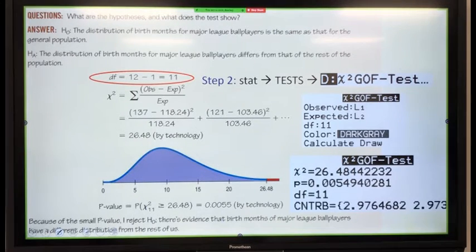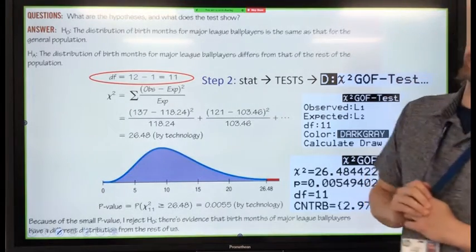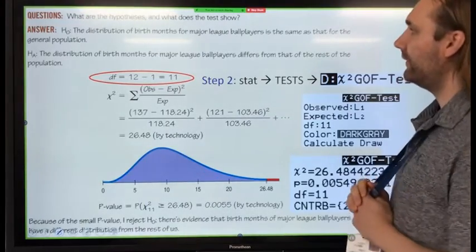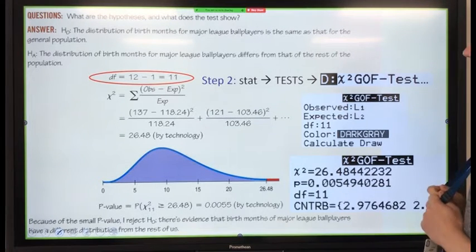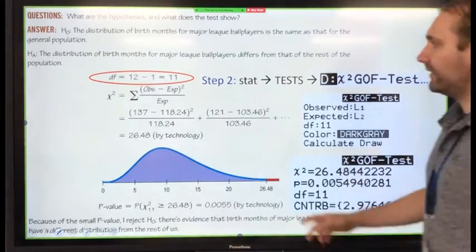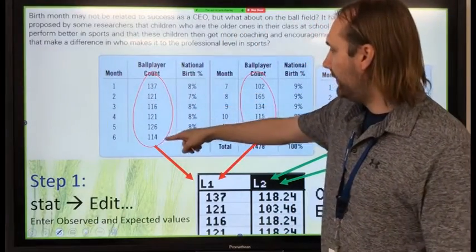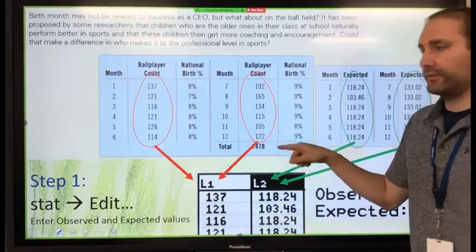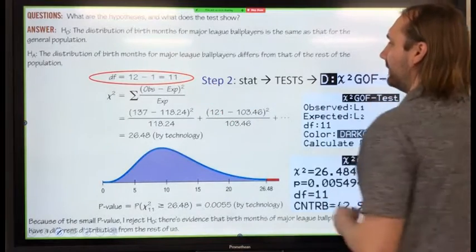What are the hypotheses and what does the test show? So my null is that the distribution of births for Major League players is the same as that of the general population. Meaning my alternative is that it differs from the rest of the population. That ball players are expected to be born in one month more than another based on the general population. Now the first thing you need to calculate is the degrees of freedom. That is required with our calculator. That is the number of cells minus 1. So I have 1, 2, 3, 4, 5, 6, 7, 8, 9, 10, 11, 12. One for each month. So I have 12 cells minus 1. So my degrees of freedom is going to be 11.